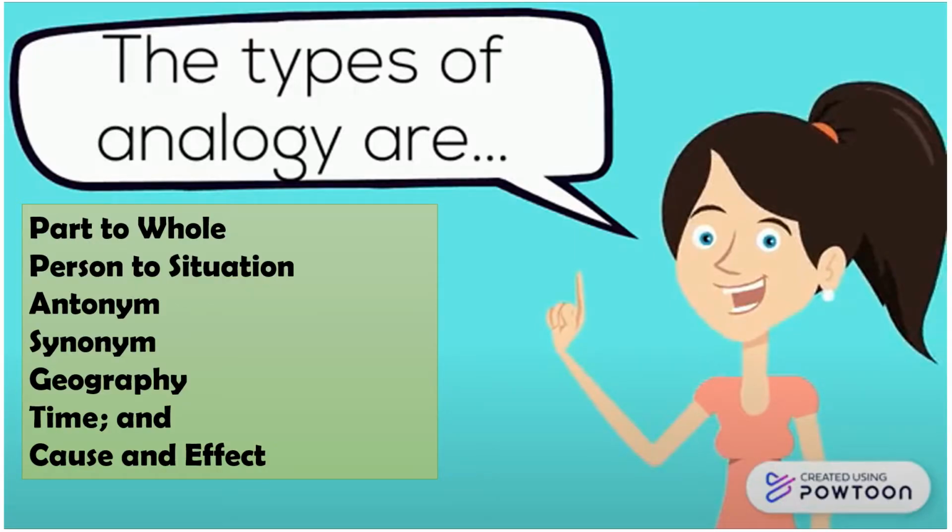Okay, these are the types of analogy. So there are 7 types. First is part to whole. Second, person to situation. Third, antonym. Fourth, synonym. Fifth, geography. Sixth, time. And last, number 7, cause and effect. So take note of these types of analogy.